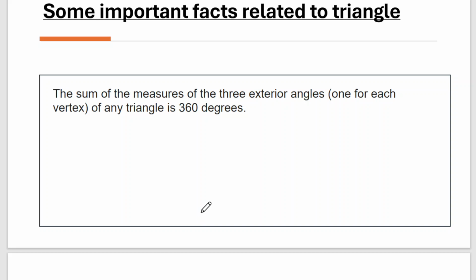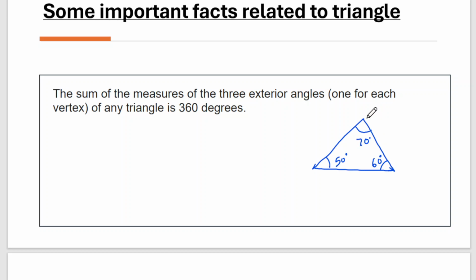The sum of measures of the three exterior angles, one for each vertex of any triangle, is 360 degrees. What is the meaning of this? Let us take an example. We have a triangle whose angles are given. Let me take the angles as 50 degrees, 60 degrees and 70 degrees.